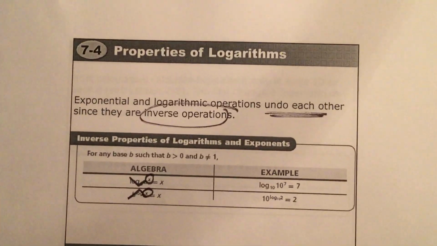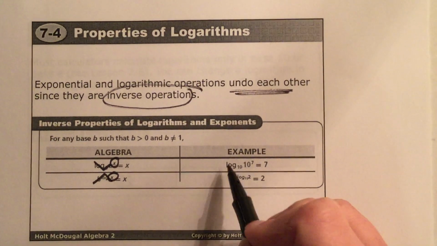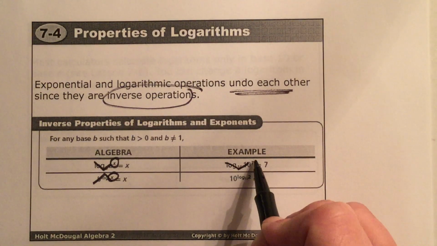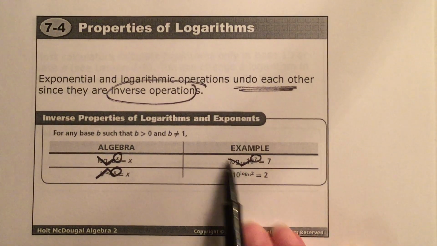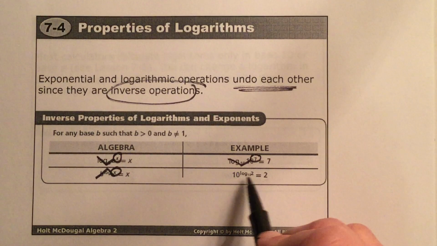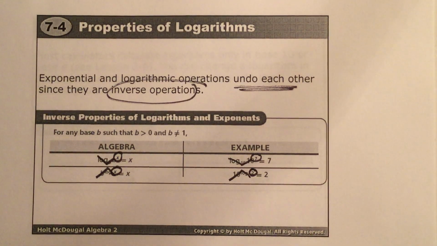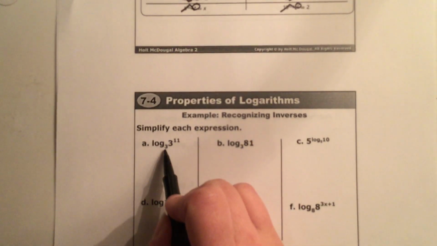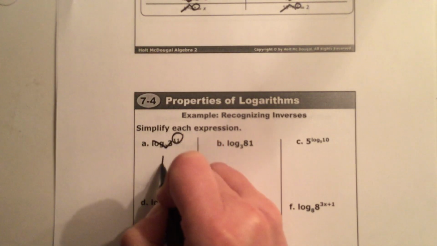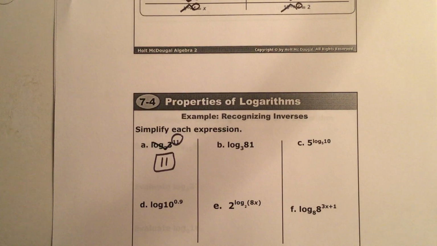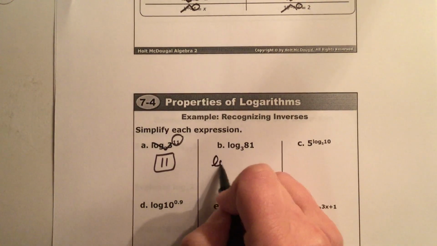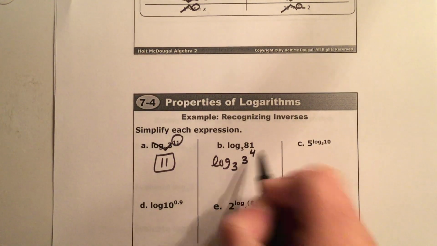So numerically, if you looked at this, log base 10 of 10 to the 7, because the base and the big number match, they cancel off. All you have left is a 7. These two things totally just undo one another. 10 to the log base 10 of 2, they undo one another, so all you'd have left is a 2. So let's go ahead and look at some of these, okay? Log base 3 of 3 to the 11, these undo one another, all you'd have left is an 11, you're done. Now again, this is like a challenge question. You have to realize that they're not always going to be set up for you. 81 is the same thing as 3 to the power of 4.